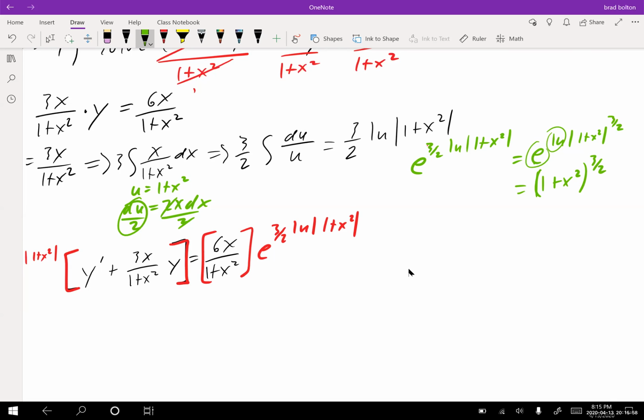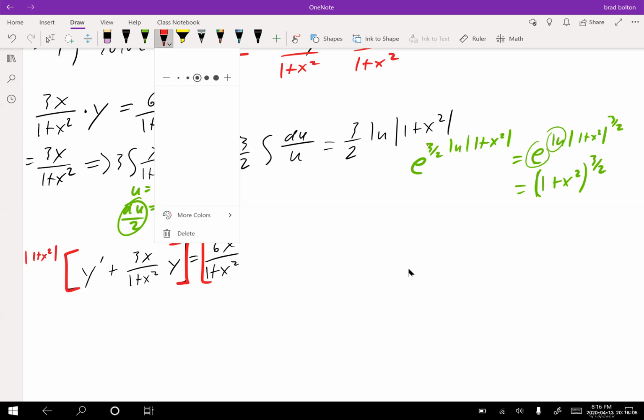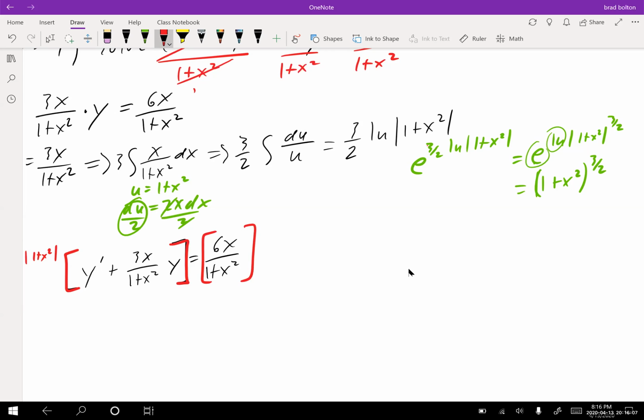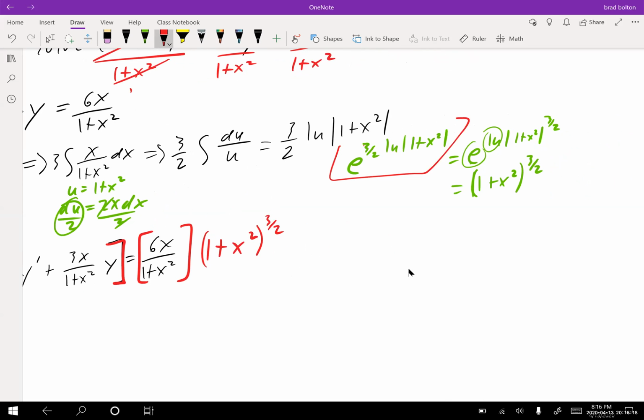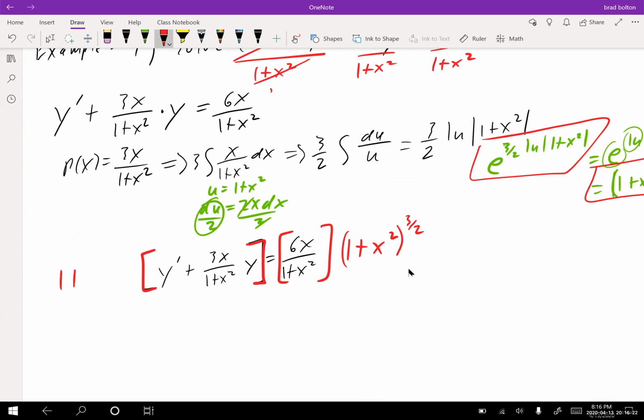So that means I could actually erase this now. And instead of using that, I could use this cleaner version of 1 plus x squared to the 3/2 power. Well, that looks much better than e to the 3/2. But remember, they're the same thing. This is the same as that. They are identical in worth, I should say. They are equivalent. So we can write this.